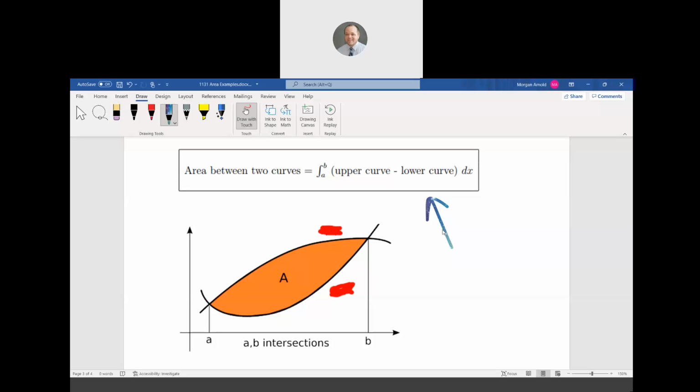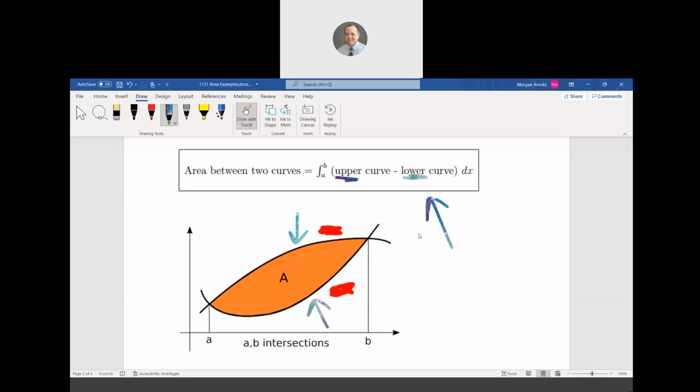In other words, the upper curve is the curve that's on top, and the lower curve is the one that's on the bottom. So only use this particular area formula if your functions are given in terms of x.